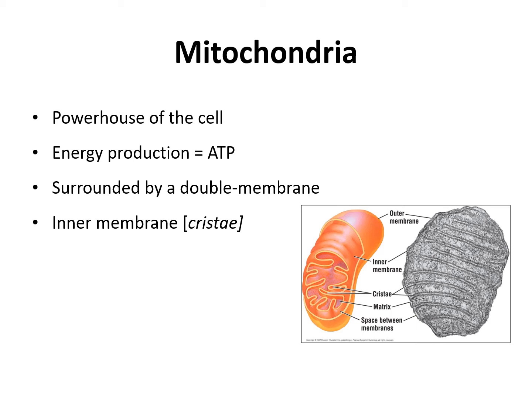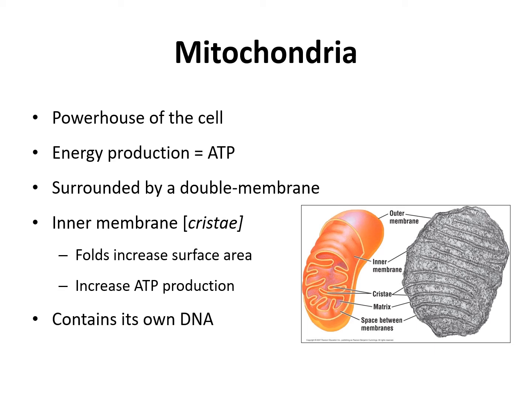The inner membrane has many folds in it called cristae. Those folds increase the surface area, and that is important because that increases the amount of ATP that is produced. The mitochondria contain their own DNA. They have a small circular piece of DNA, and they also contain their own ribosomes.